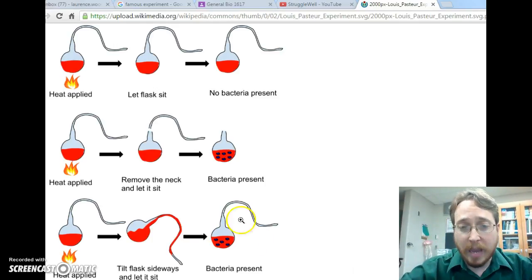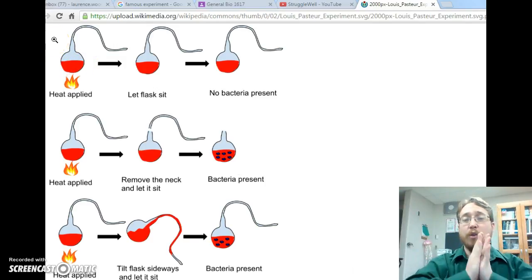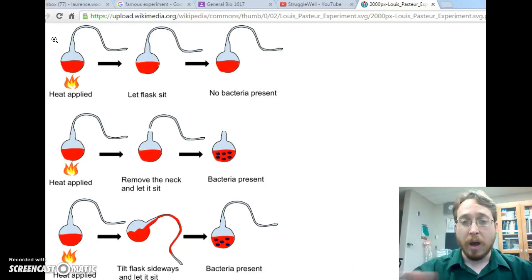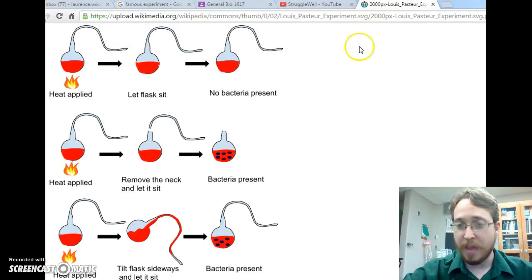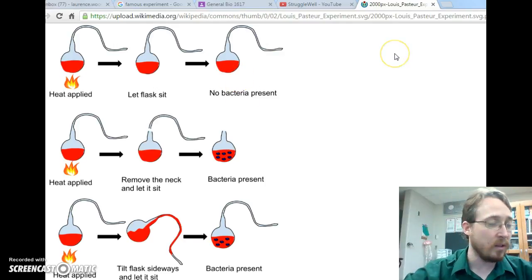They also have a control test. A control test is a scientific test that's part of an experiment where you change very little about the setup. So they had the original flask, they heated it up just like they did the others, and then they let it sit. They didn't do anything to it, and they got their results. What happens when you don't do anything to it?